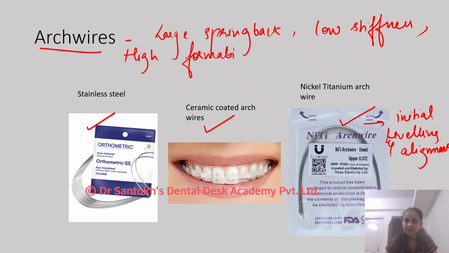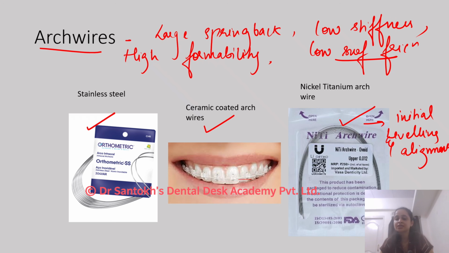It should have low surface friction. What does low surface friction mean? If a wire is having friction, it will not be able to move the tooth properly. So it should have low surface friction. It should be biocompatible to the tissues and it should be cheap. So these are the ideal properties of the arch wires.